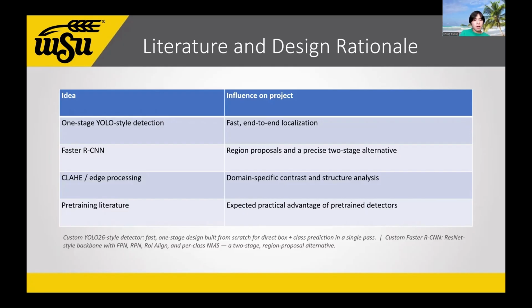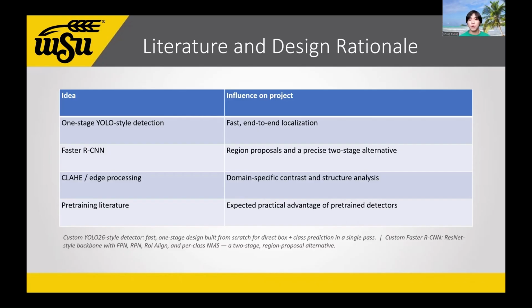My design rests on four ideas. One-stage YOLO-style detection for speed, Faster R-CNN as a two-stage alternative with stronger localization, CLAHE and edge processing for domain-specific contrast, and pre-training literature, which sets my expectation for how much pre-trained detectors should outperform scratch ones.